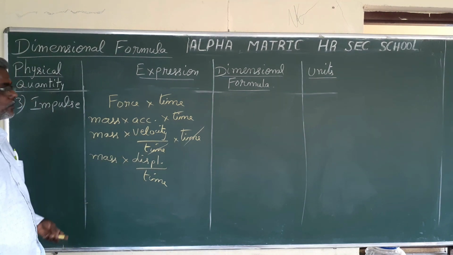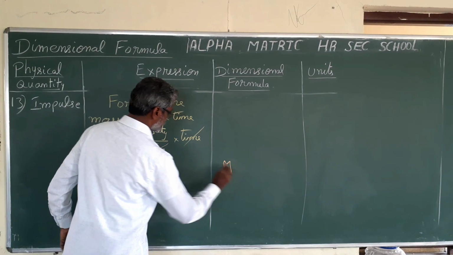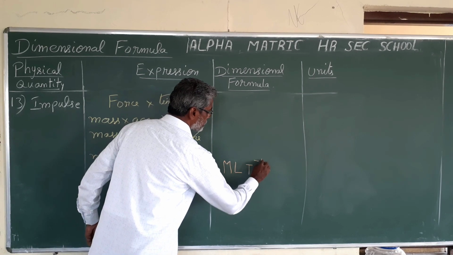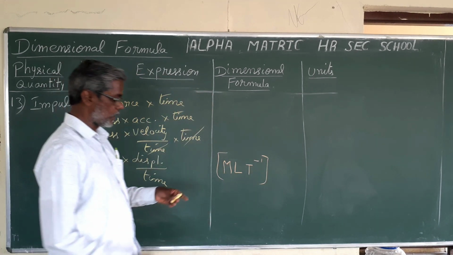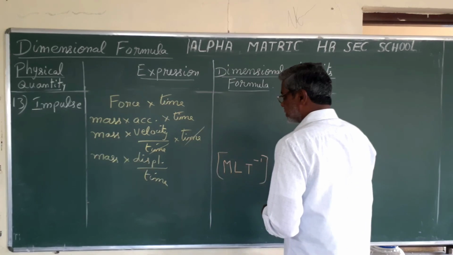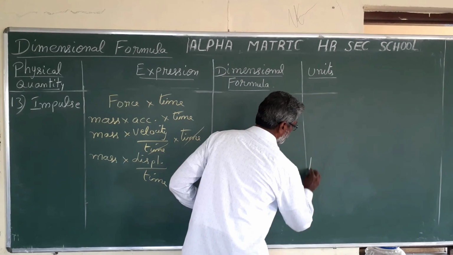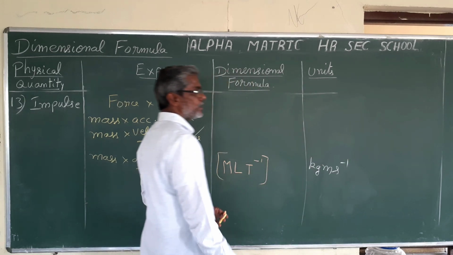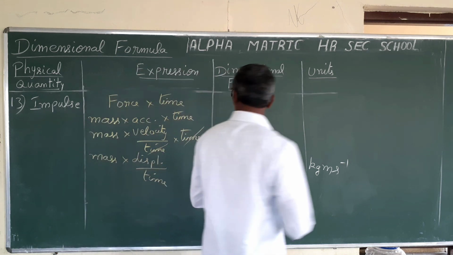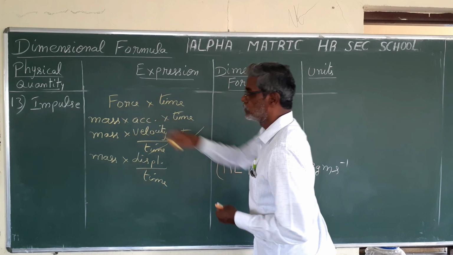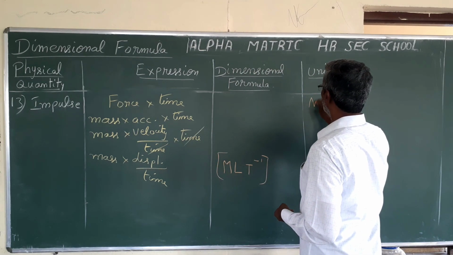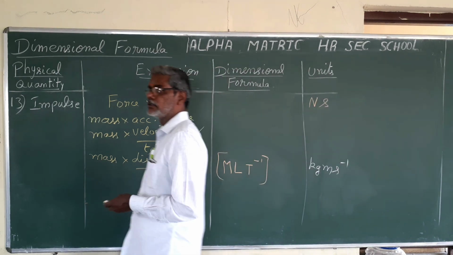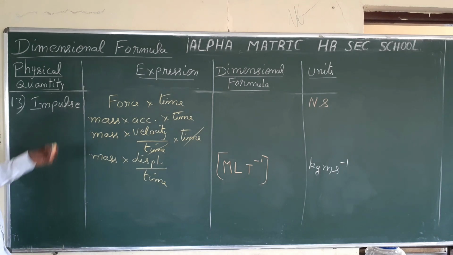These are all fundamental ones. Now we will go for the dimensional formula for this. Mass M, displacement L, time T becomes the denominator, so M L T⁻¹. Now we will go for the unit. Mass is kilograms, length is meter, time is second. So kilogram meter per second. The other unit for impulse is force into time, Newton into second, so Newton second. This is the other unit for impulse.